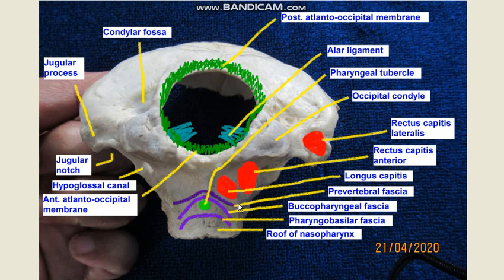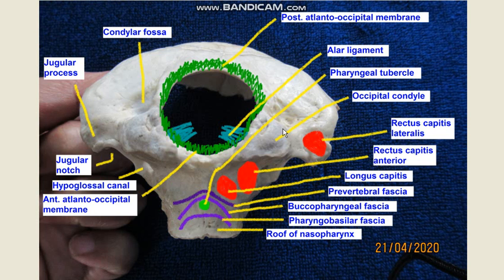If you recall, the deep cervical fascia has got an investing layer, a pretracheal layer, and a prevertebral layer. So the prevertebral layer is attached here, and by the sides of the pharyngeal tubercle you have a shallow depression. This depression is for the attachment of the longus capitis, and still laterally this is the attachment of the rectus capitis anterior.